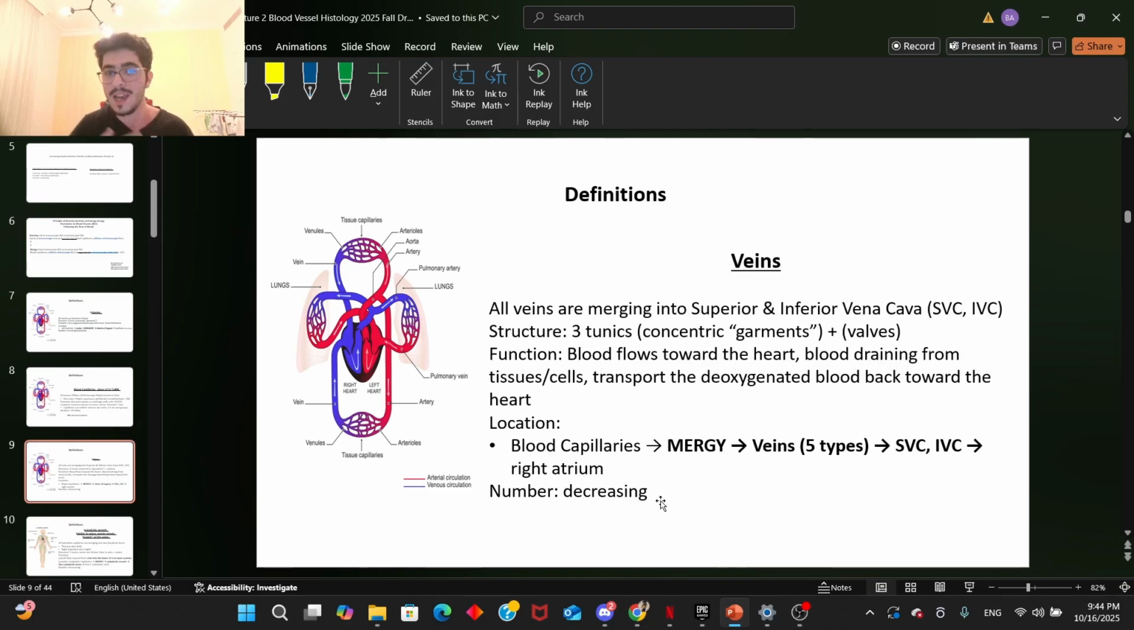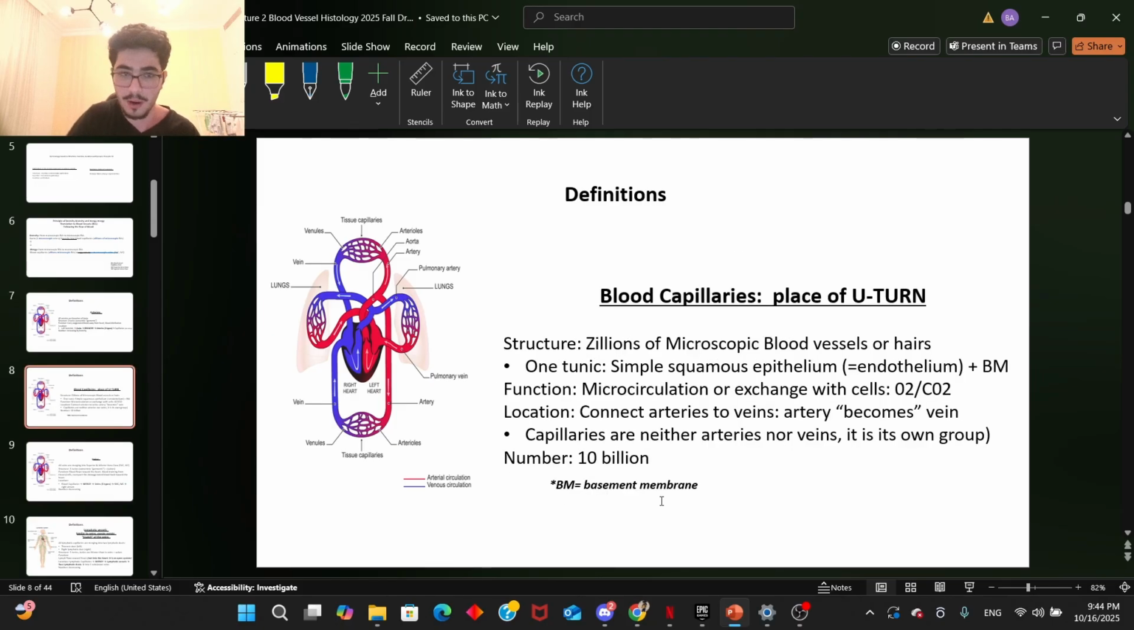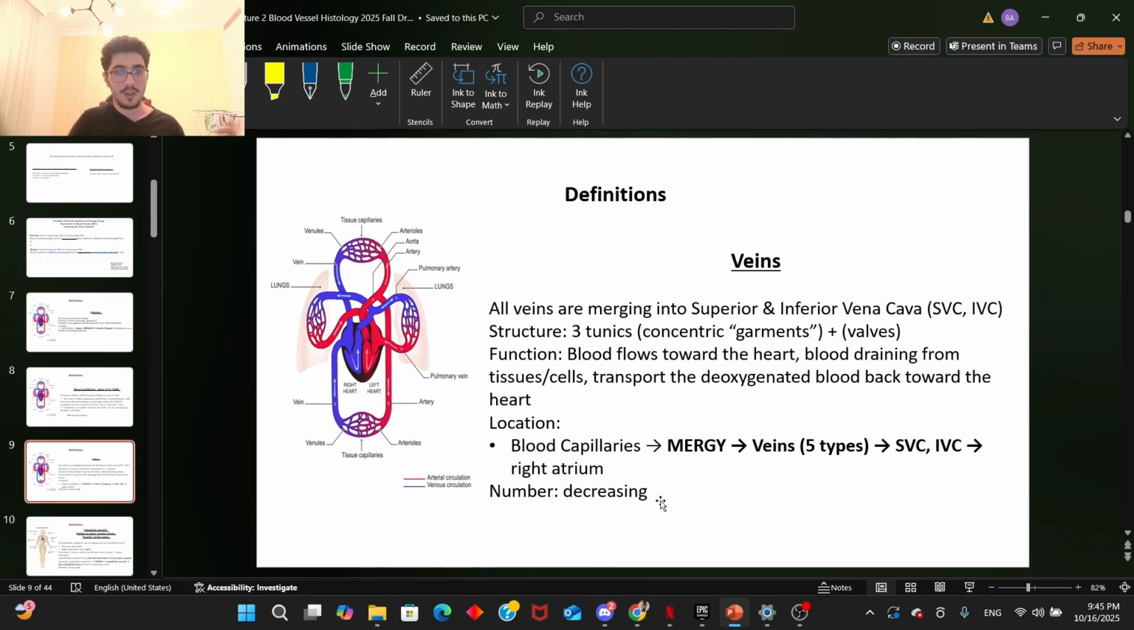Okay, now veins, kind of the same thing. You know how arteries will carry blood away from the heart, veins will carry blood to the heart. This is all basic stuff, okay? All the veins from the capillaries, venules, the veins will merge into the five different types of veins, okay? And then after merging, they will all basically join the superior vena cava and the inferior vena cava.